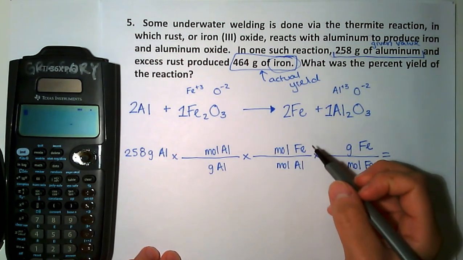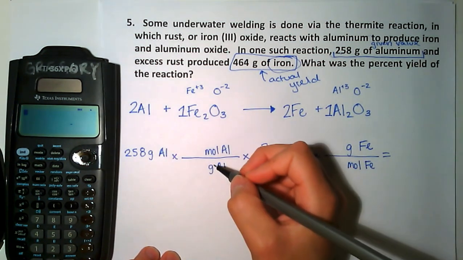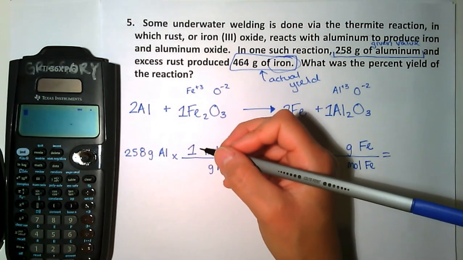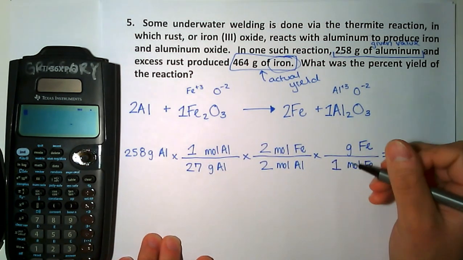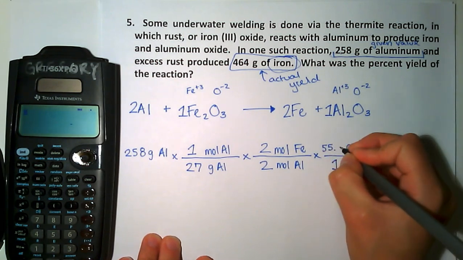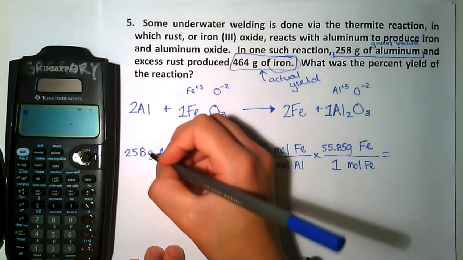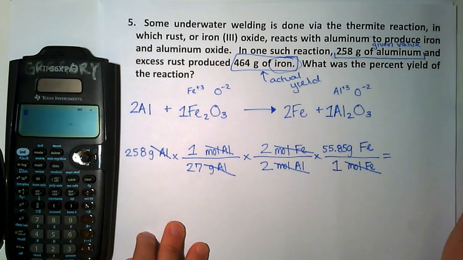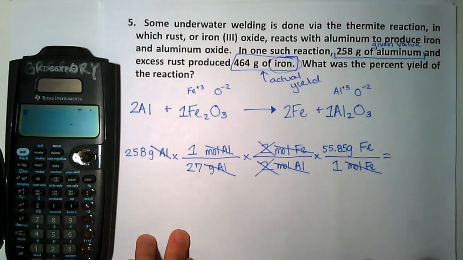So our mole-to-mole ratio comes from our equation, so 2 iron and 2 aluminum. And then our mole to gram conversion comes through the periodic table. So 1 mole of aluminum, if we look at the periodic table, it's about 27 grams of aluminum. And 1 mole of iron is approximately 55.85 grams of iron. So now let's cancel some units. Grams of aluminum cancels, moles of aluminum cancels, and moles of iron also cancels. And then these 2's, we have a 2 on top of another 2, so those can also cancel out. So all we have is a few numbers left to put in our calculator.